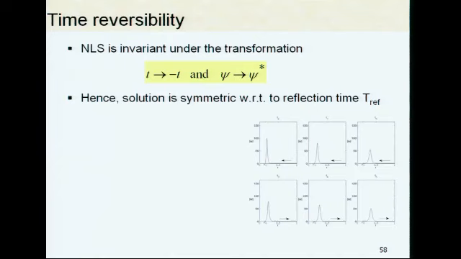So it turns out that you can use a very important property of the NLS, and this is the fact that the NLS is time reversible. Unlike the heat equation where it makes the whole difference in the world if t goes up or down, in Schrodinger it doesn't matter. You can let t go to minus t and psi go to psi star, and the equation remains invariant. Physically, it doesn't matter for the laser beam if it propagates in the positive z direction or in the negative z direction. It's the same physics.